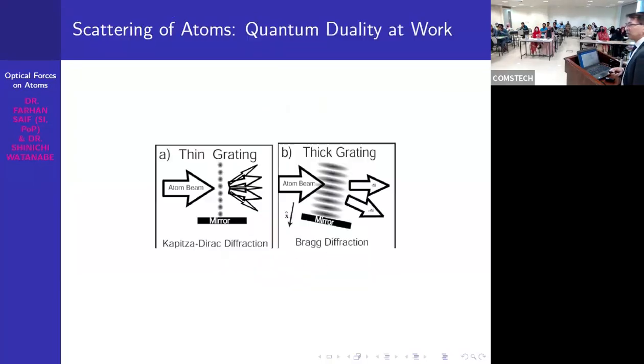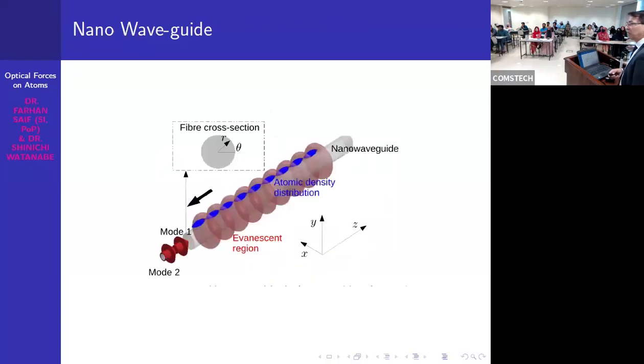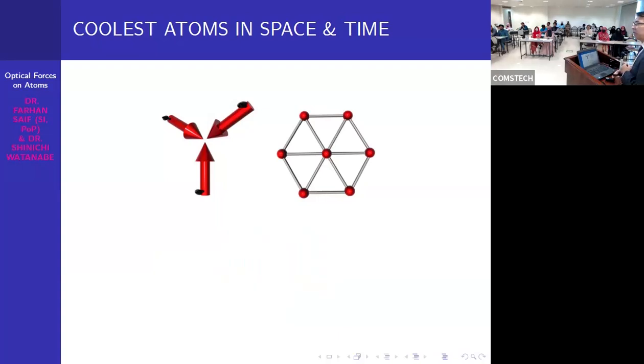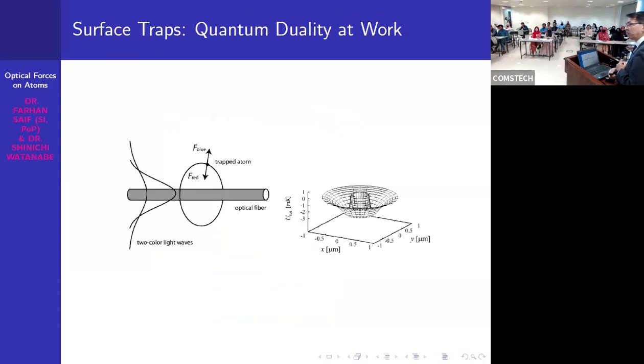We discussed that we can have various different possibilities for the atoms inside the field, and then we can make various different kinds of configurations. Then we move on further and change the setup entirely, use optical fibers and the field around them, and make newer traps and newer arrangements where we can again use our atoms.